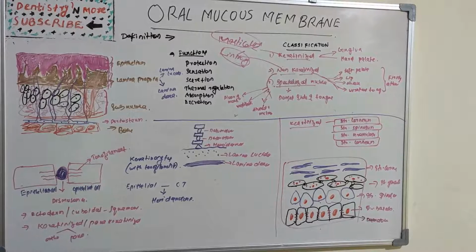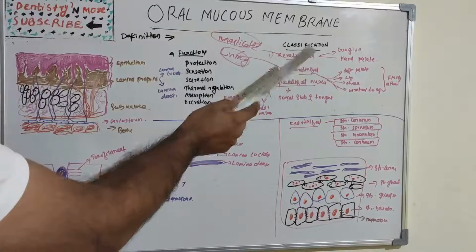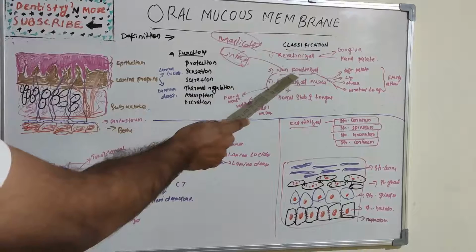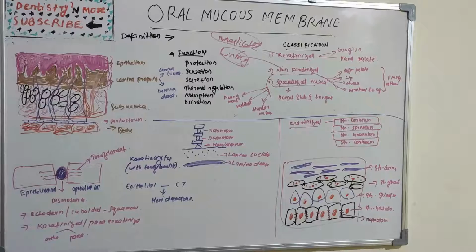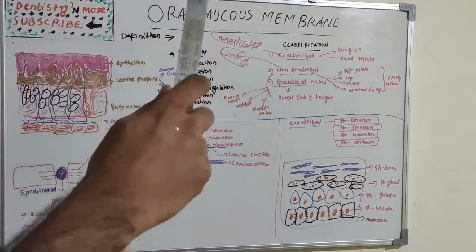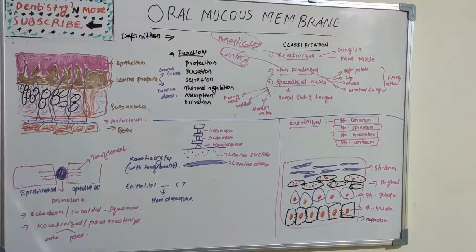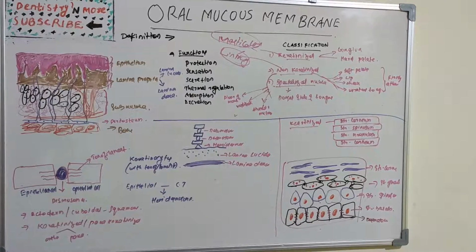That will be dealt with in the next session. So that's about classification. It's very important. We have three types. Keratinized is also known as masticatory mucosa, which is gingiva and hard palate. Non-keratinized is known as lining mucosa: soft palate, lip, cheek, ventral surface of tongue, floor of the mouth, vestibule and alveolar mucosa. Everything except gingiva, hard palate and the dorsal side of the tongue comes under lining mucosa, and only the dorsal side of the tongue is a specialized mucosa because it involves taste sensation as a special function.